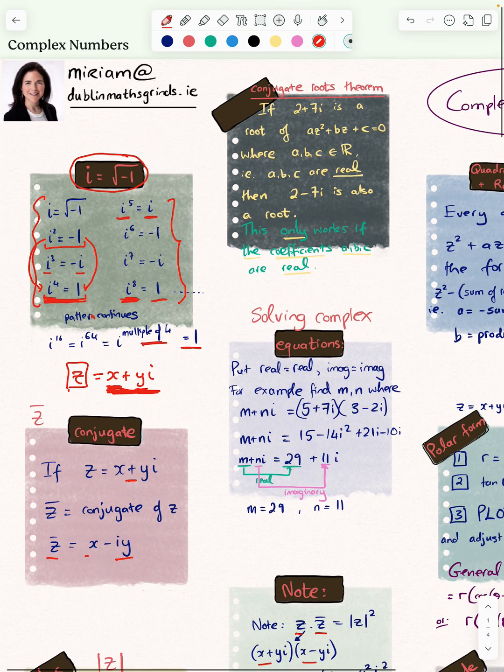Conjugate roots theorem. So if 2 plus 7i, here it is by example, is a root of this quadratic, where a, b, and c are real numbers. This is key. The conjugate roots theorem only works if the coefficients here and the constant are real. So if 2 plus 7i is a root, then 2 minus 7i is also a root. Only works if the coefficients are real. But if the coefficients are real, then you have conjugate roots, which means if you have a complex number as a root, then its conjugate is also a root.